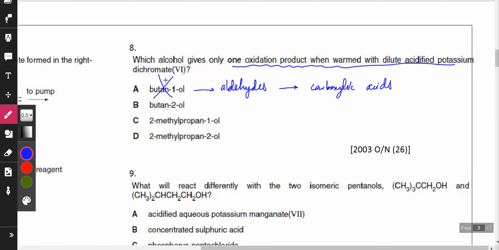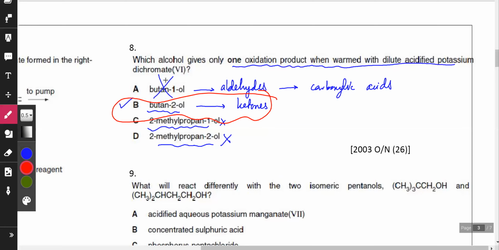What about this alcohol? What type of alcohol is this? Secondary. Okay, this one is a secondary, so it's only going to give you ketones. So B is going to be your answer. What about the third one? What type of alcohol is this? Primary. This one is a primary, so again you're going to get aldehydes and carboxylic acids. What about the last one? Tertiary. Tertiary alcohols don't get oxidized in the first place. So hence the answer would be option B.